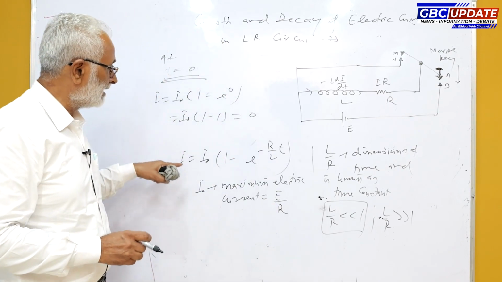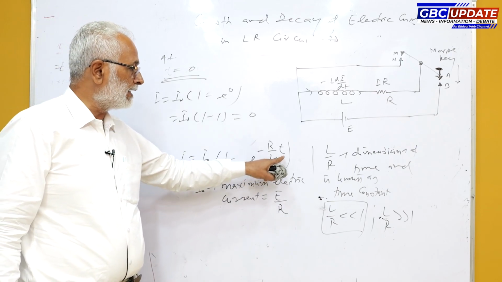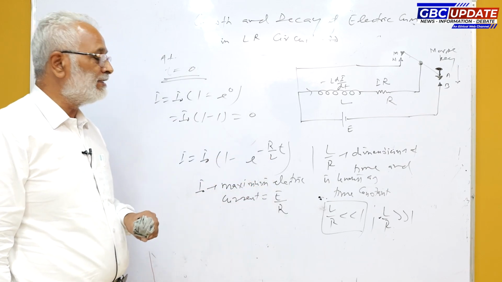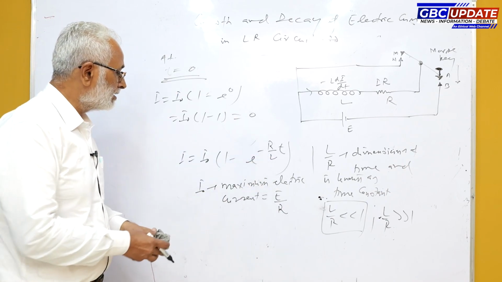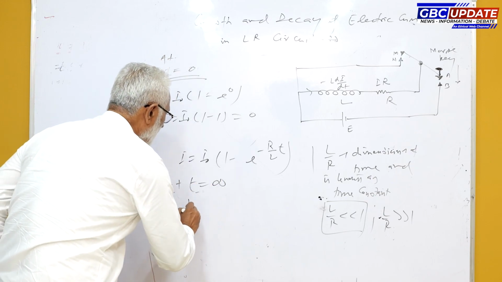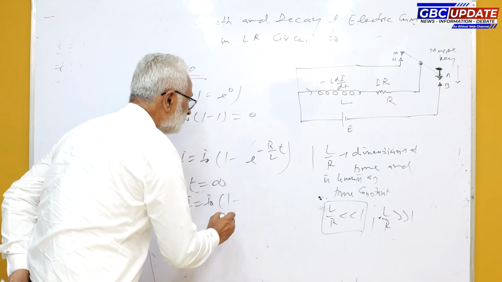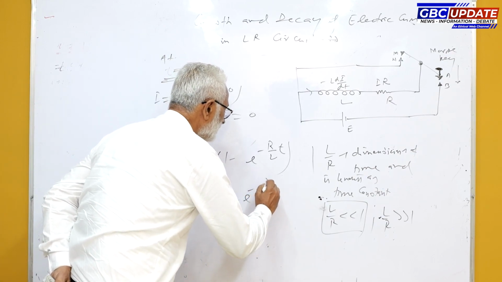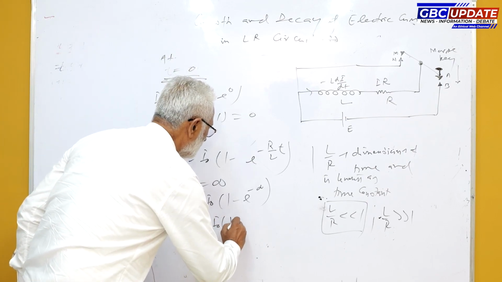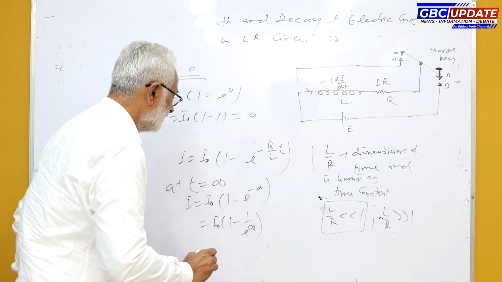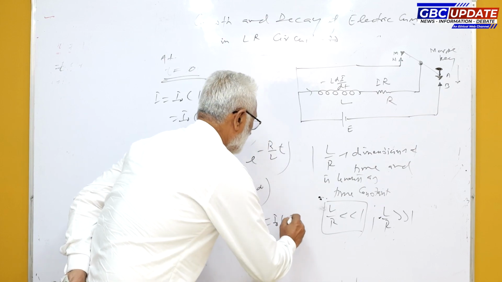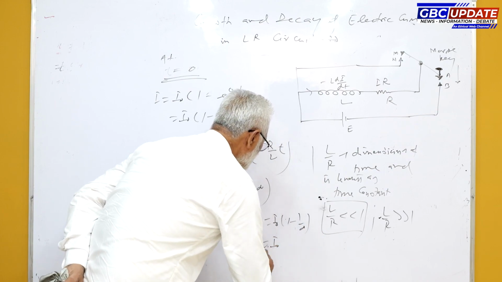magnetic flux. With the passage of time, e raised to the power minus R over L into t, this term goes on decreasing exponentially, and at time t equal to infinity, I becomes equal to I naught into 1 minus e raised to the power minus infinity, which is I naught into 1 minus 1 over infinity, which is equal to I naught.